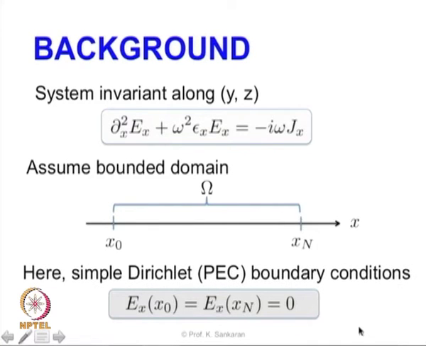So here the boundary condition is a simple PEC condition. And the PEC condition says the tangential component will become 0. So in this case, the value of the electric field will become 0 at those two points. So at the point x naught and xn, the value of the electric field will become 0.